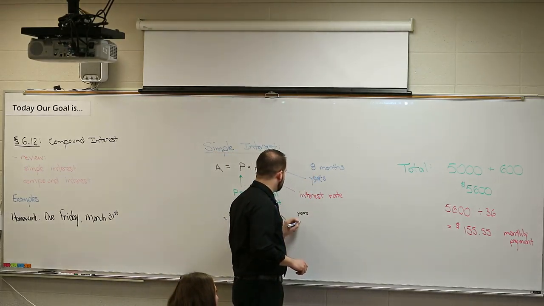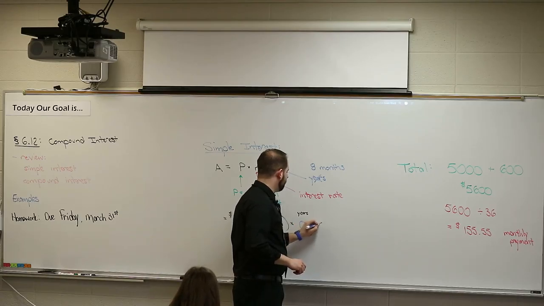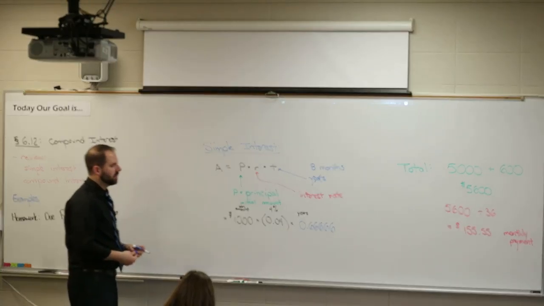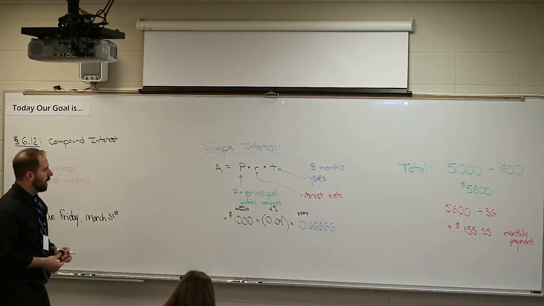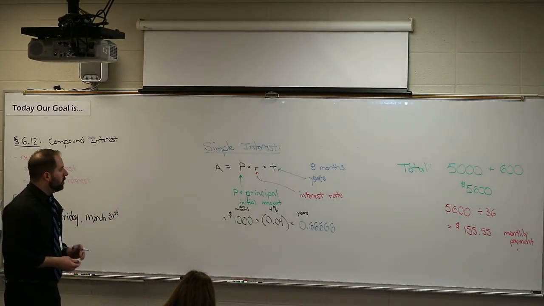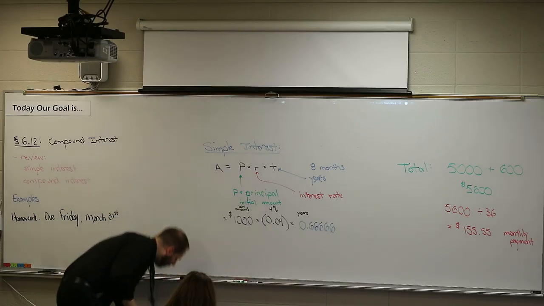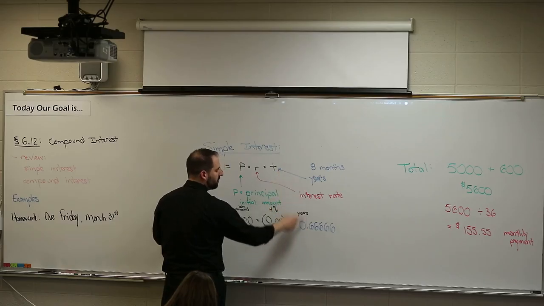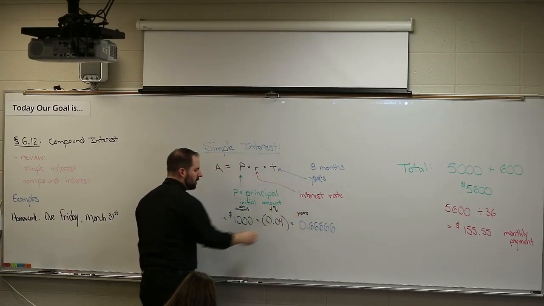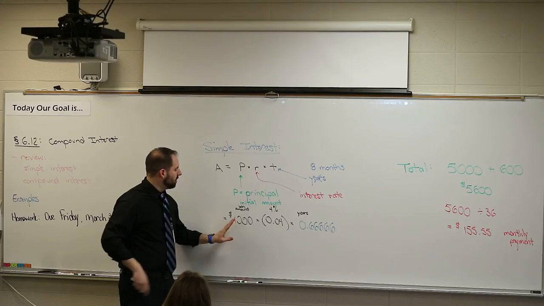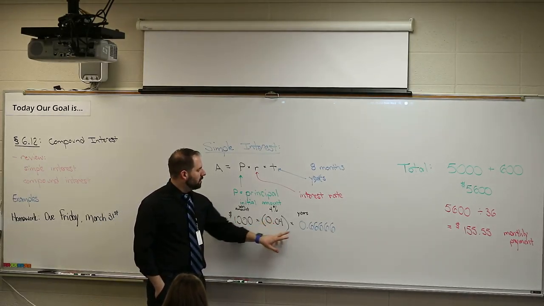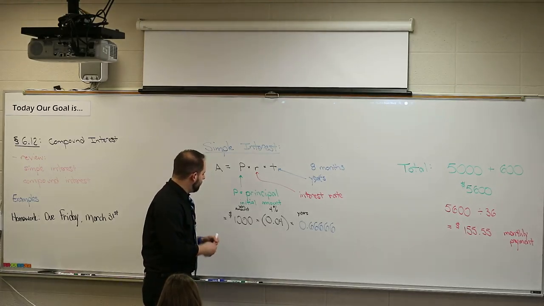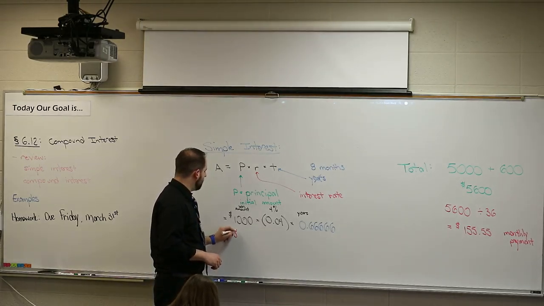0.66666. So this number is 0.6 repeating. It's basically two-thirds of a year. Remember, when you use this formula, this number has to be in terms of years. So if they give you months, you have to divide it by 12. Now, let's do this problem. 1,000 times 0.4 times 0.6. This is the amount of money that you're going to pay for interest.